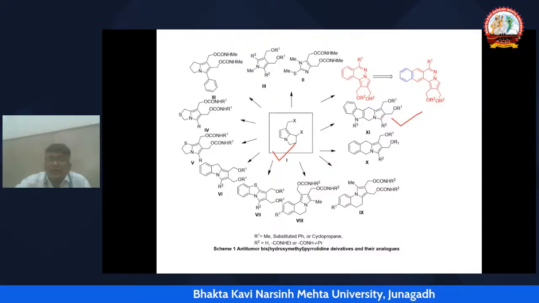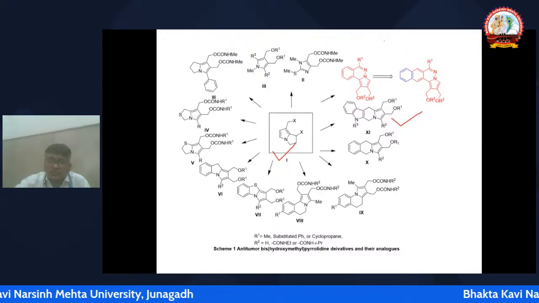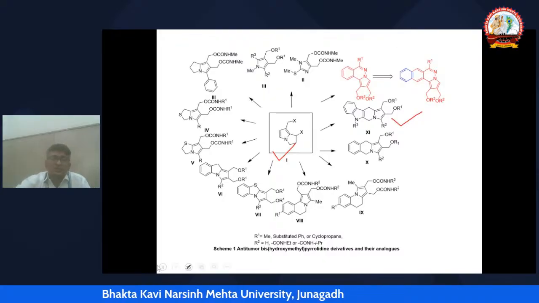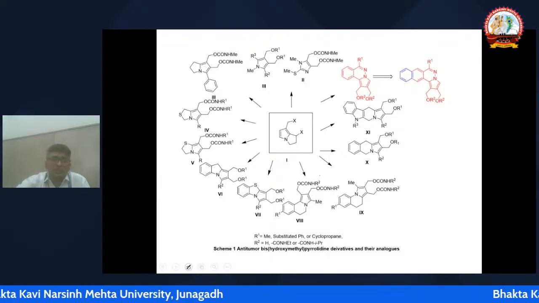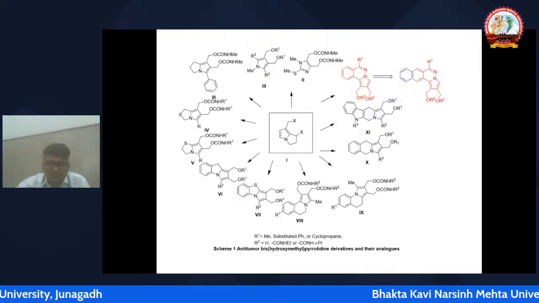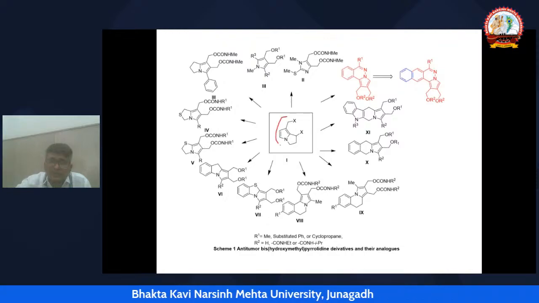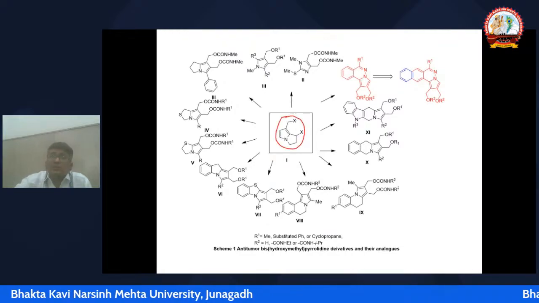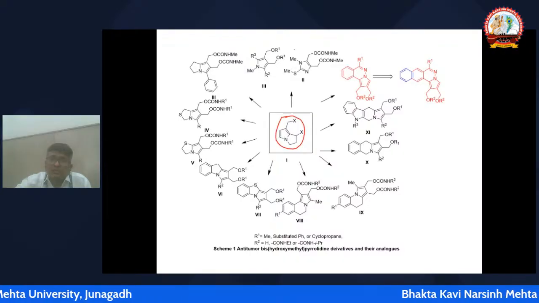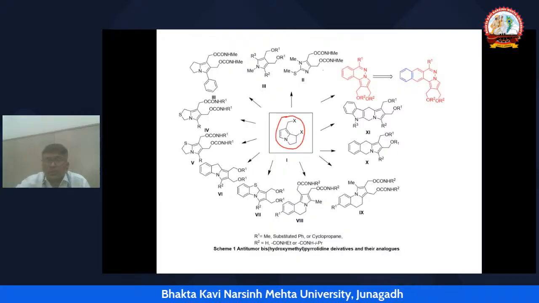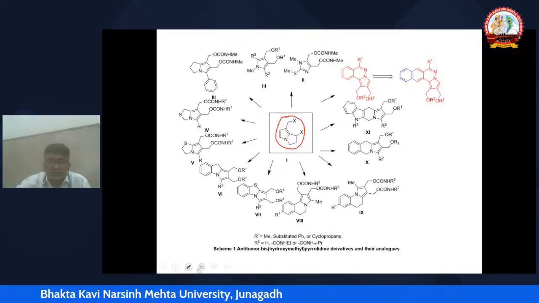I have highlighted this in red color in the schemes because we are going to see this strategy, the bioisosterism strategy, for the modification of lead molecules. So particularly we are going to see the part highlighted in red color. This is a lead modification strategy. First we have this type of compound, which can be modified by these strategies, and there are several compounds reported based on these modification strategies.